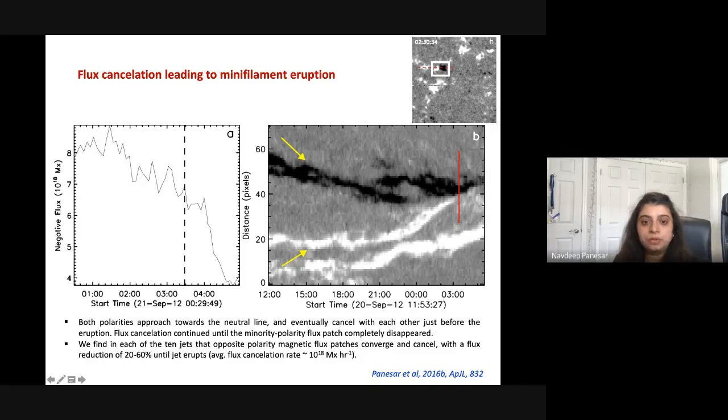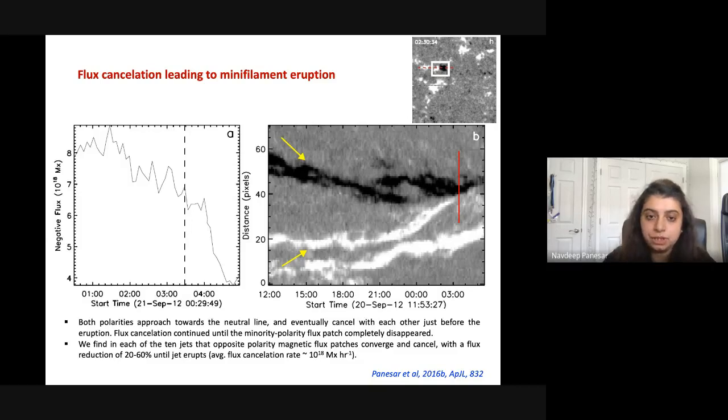In this jet eruption, we noticed that there were two eruptions. So after the first jet eruption, the flux continues to cancel, that triggers the final jet eruption. A similar scenario of flux cancellation we observed in the remaining 9 events. We find that flux cancellation is usually the trigger of quiet region on-disk jet eruptions. We find in each of the 10 events, opposite polarity magnetic flux patches converge and cancel with a flux reduction of 20 to 60% until the jet erupts. So this was the scenario in quiet region.